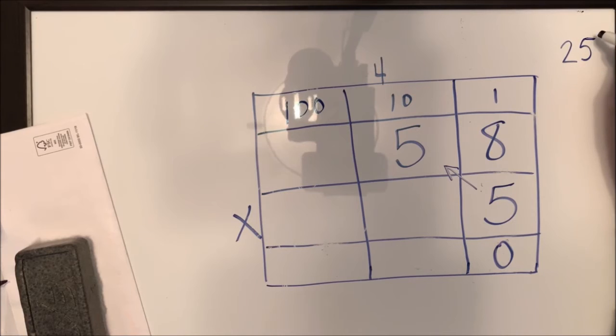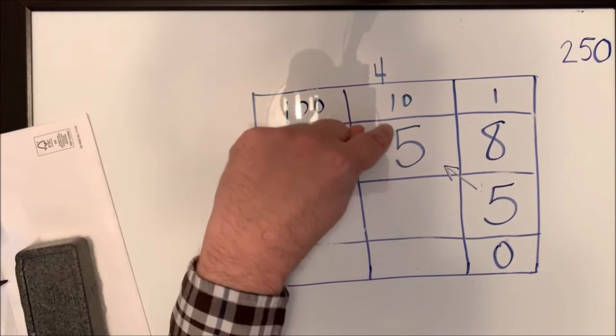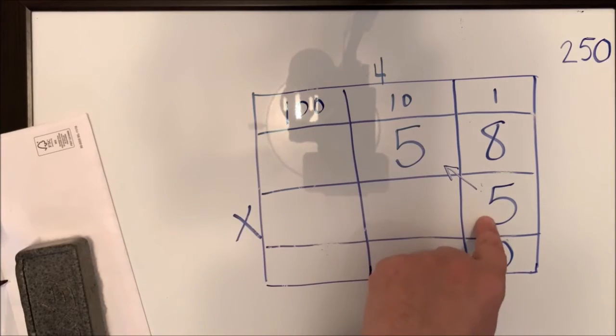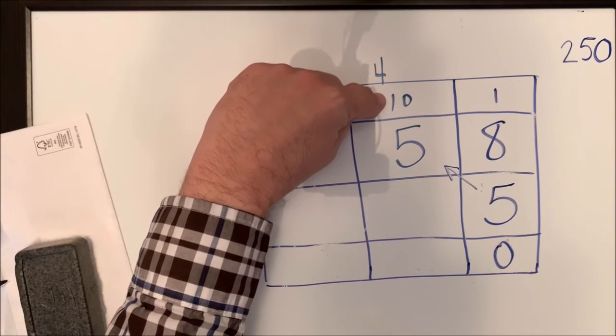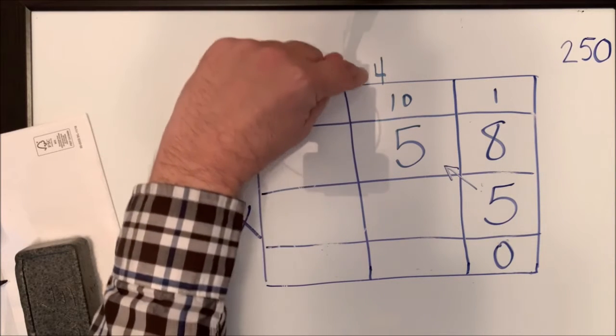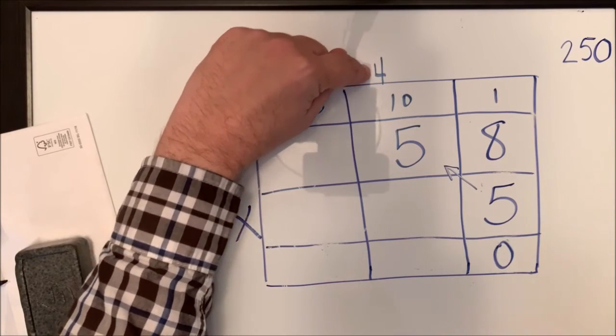So that's actually 250. Because I have 25, right? 5 groups of 5, but that's in the tens column. So I have 25 groups of 10. Don't forget about your 4 friends on top. They're like, please don't forget us. We're not going to forget you, don't worry.